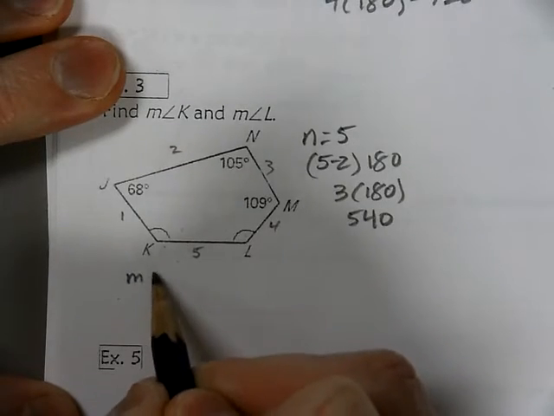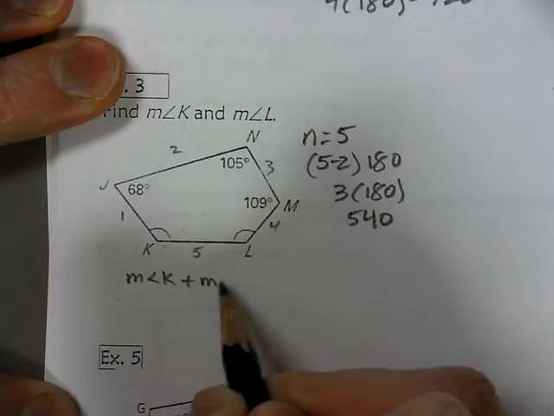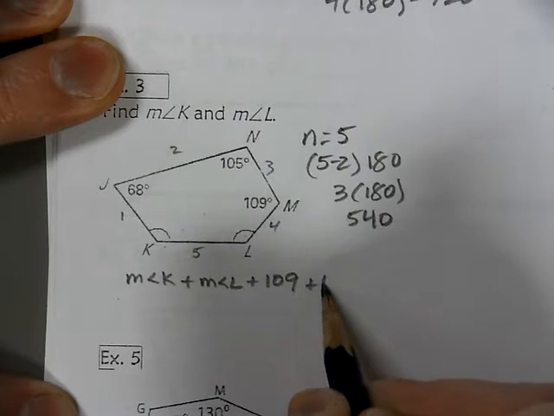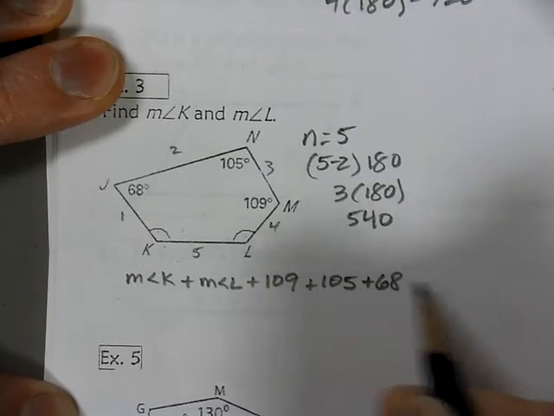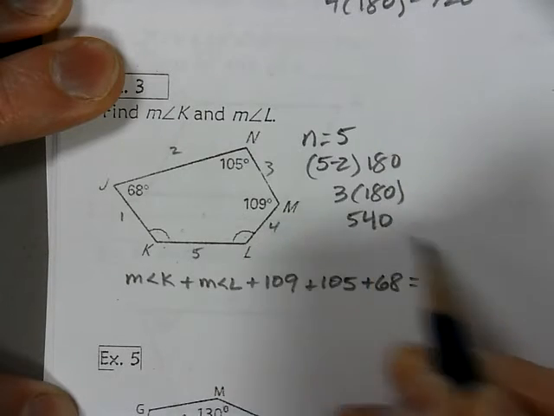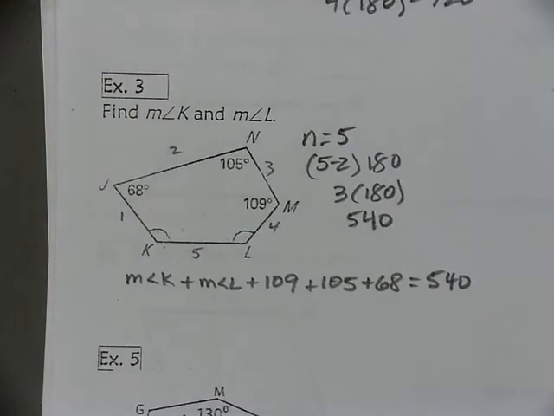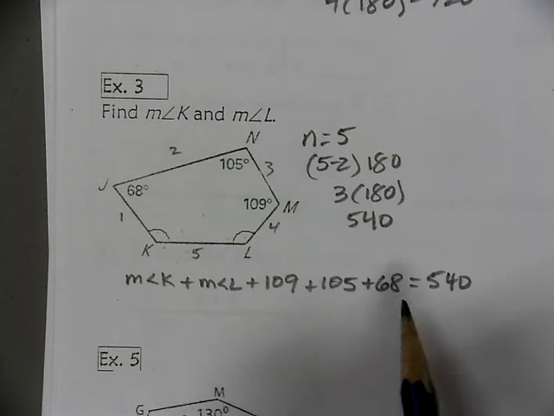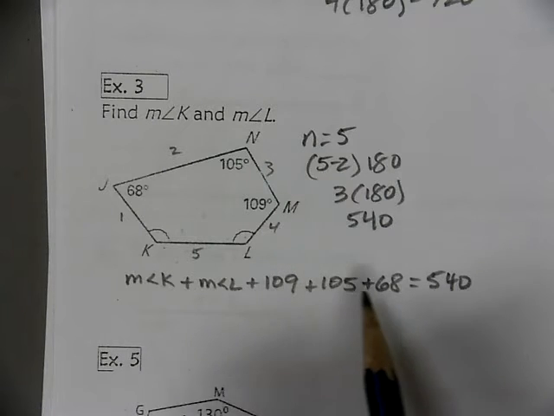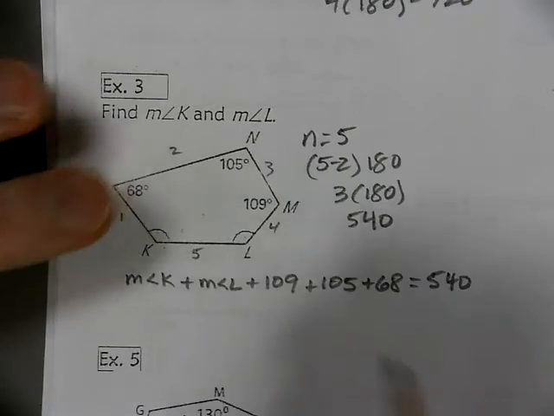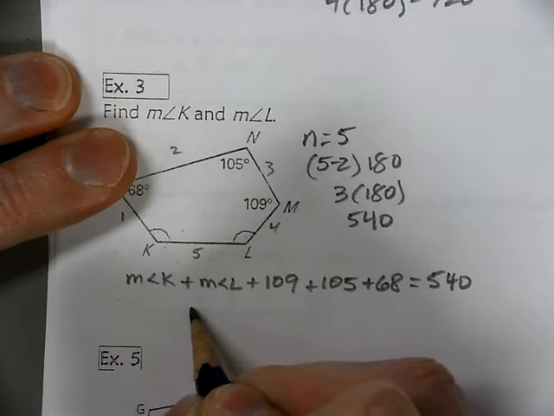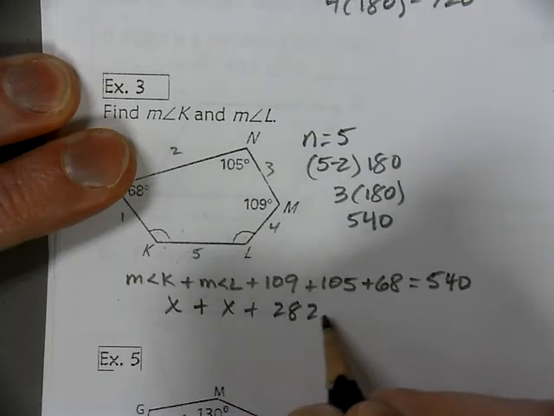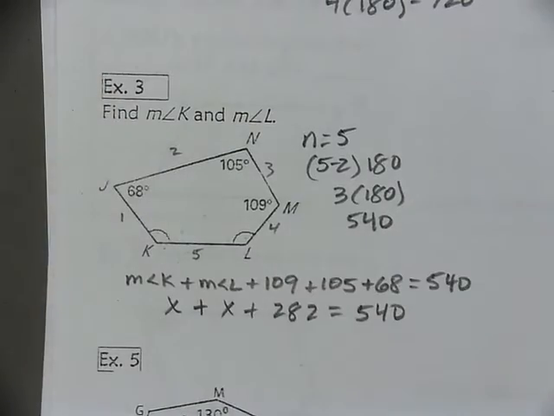Well, we have the measure of angle K plus the measure of angle L plus 109 plus 105 plus 68, and that's going to equal our 540. Then we can go ahead and add those all together. We've got 100, we've got 268, 277, 282. So we have this x plus x, because they're the same, plus 282 is equaling our 540.